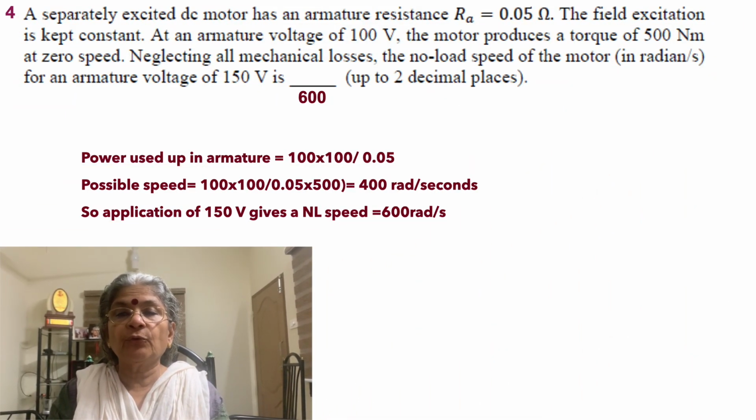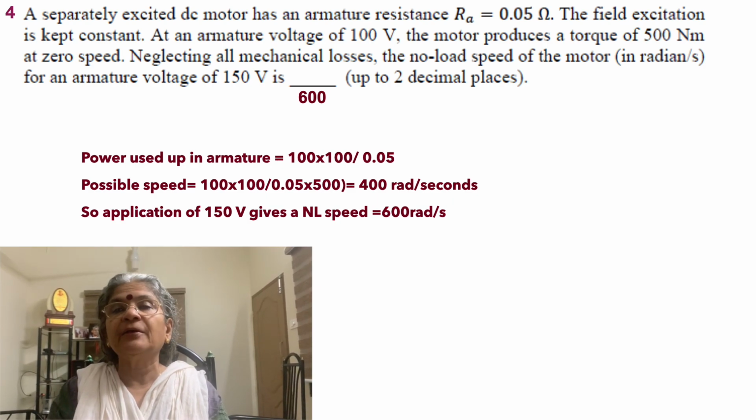Separately excited. Okay, so as you read, you can compartmentalize, as I often say. It has an armature resistance R is equal to 0.05, very small. Field excitation is kept constant. At an armature voltage of 100 volt. Okay, so that's the voltage given. The motor produces a torque of 500 Newton meter.